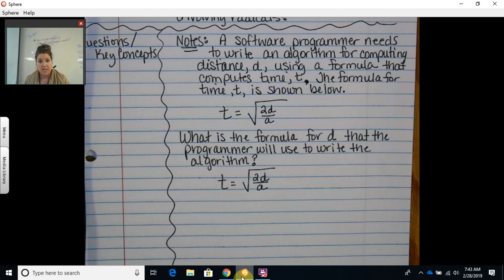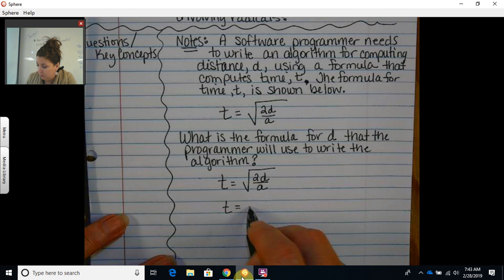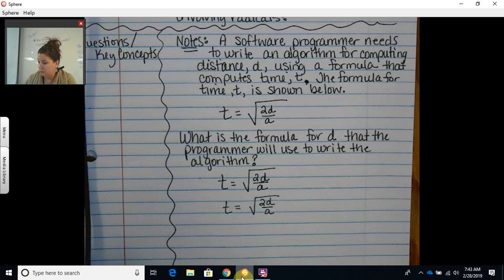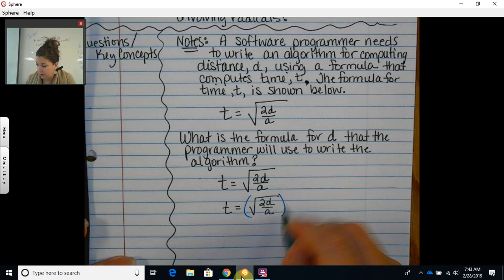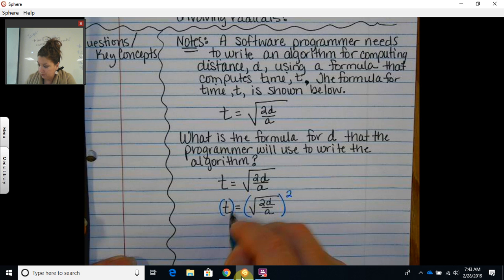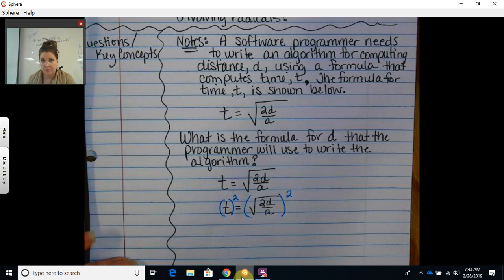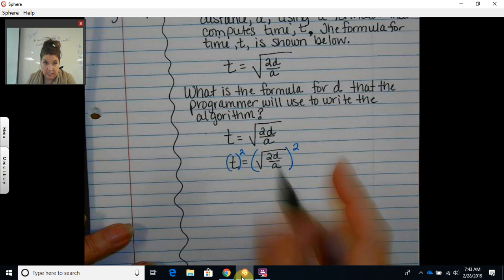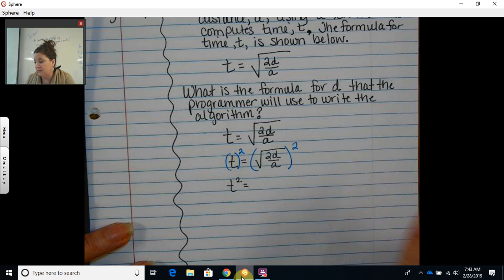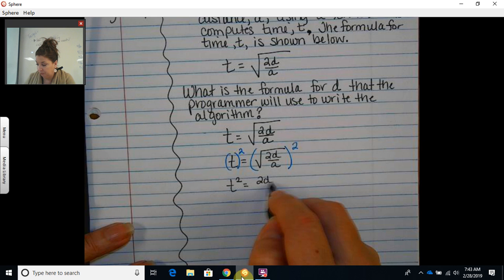So how would we undo the radical? Square it, right? We're going to square both sides. So in my notes, I like to show my steps. So I don't want to square it right on the original problem and then go back and look at my notes and be confused. So I'm going to square both sides. So t squared is just t squared. And what do I get when I take the square root of 2d divided by a quantity squared? Just 2d divided by a.